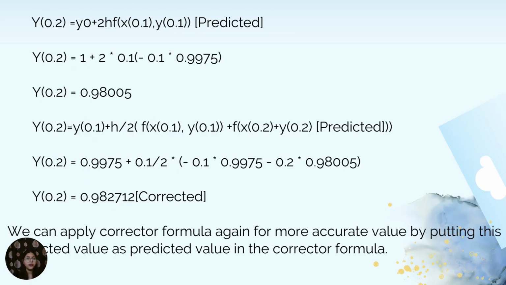y of 0.2 is equal to y of 0 plus 2h f of x 0.1 and y 0.1. By the predictor method, we get the value of y of 0.2 is equal to 0.98005, and by the corrector method, we get the value of y of 0.2 is 0.982712. We can apply the corrector formula again for an accurate value by putting this corrected value as the predicted value in the corrector formula.